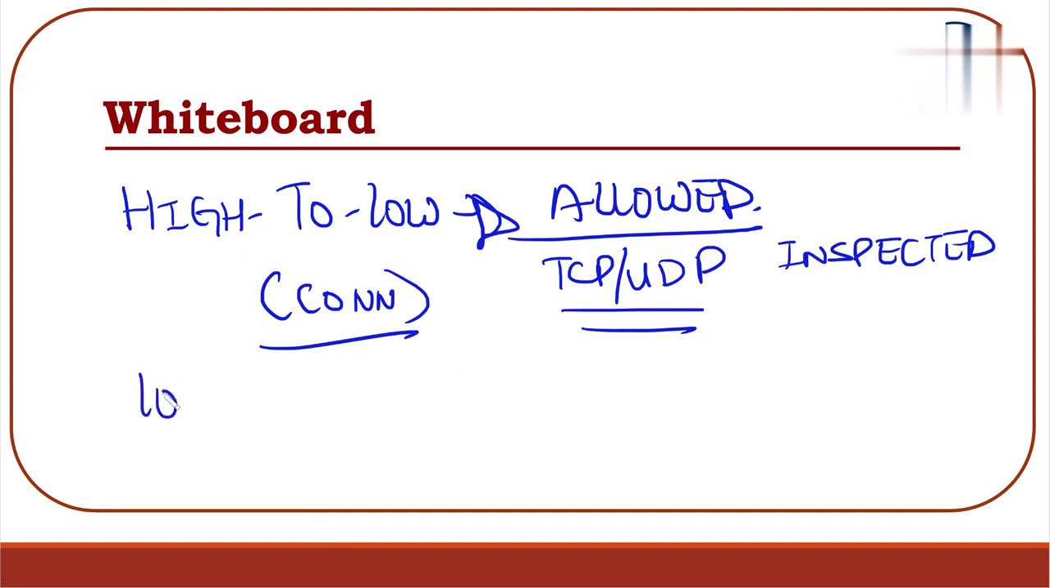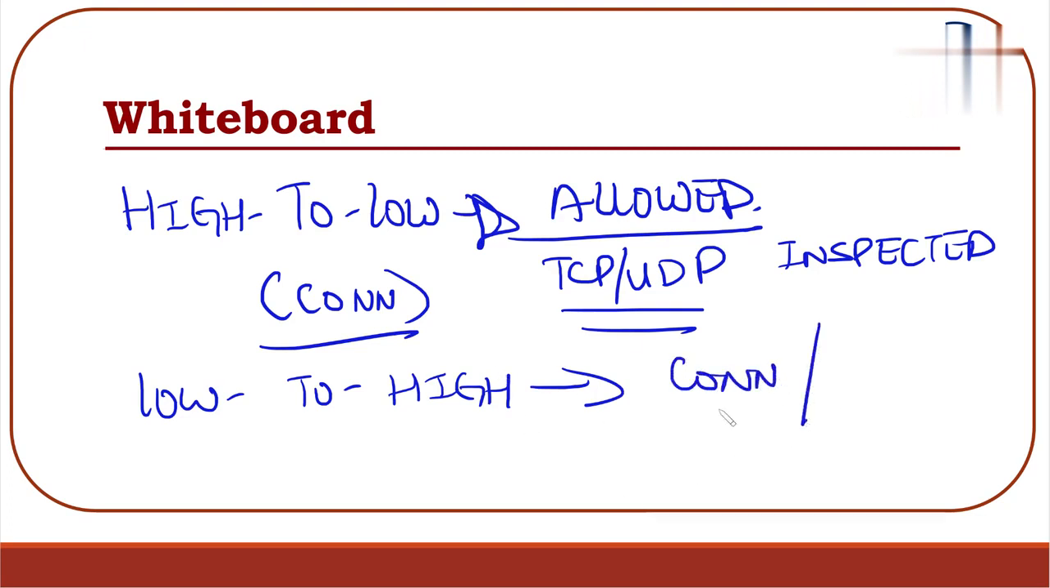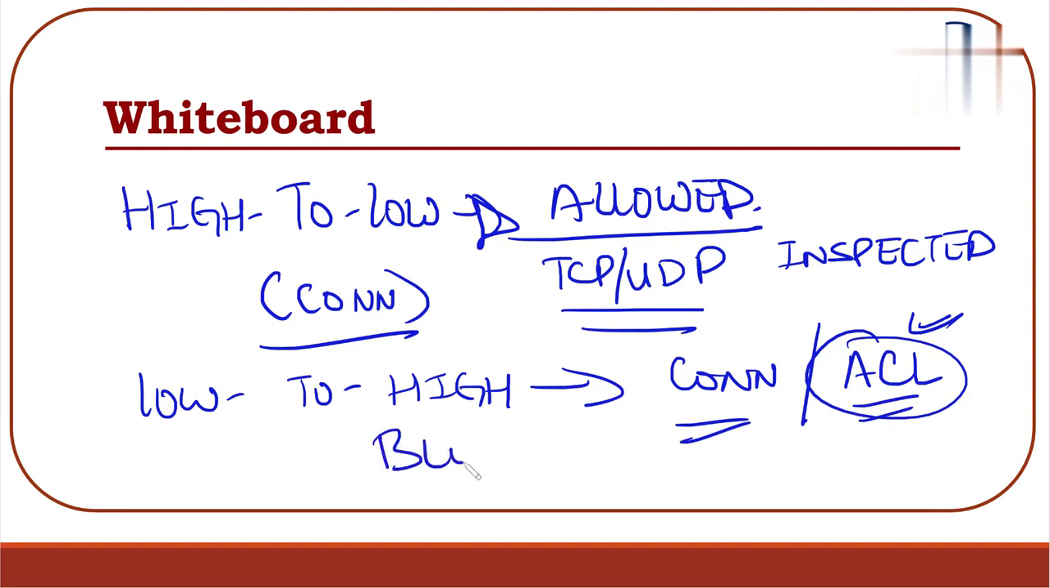How about if traffic is initiated from low to high? The default action is block, but you can override it by looking at the connection table first. If the connection entry is there, it's return traffic, it's allowed, or you can put a permit statement in the ACL to allow it. All right, so high to low allowed, TCP and UDP inspected, so the return traffic is allowed. Low to high, if it's not inspected, you need to put an ACL to override the default, which is to block low to high. The return traffic will be in the connection table.